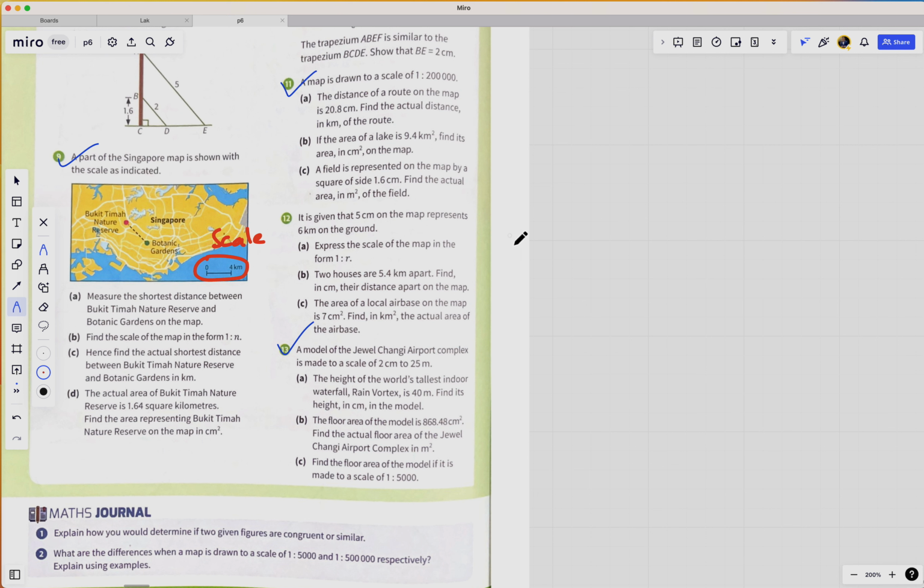Over here, let me just get the scale out. So it's 0 to 4 kilometer. If you have printed that out, you are supposed to use a ruler, and then you measure the scale.